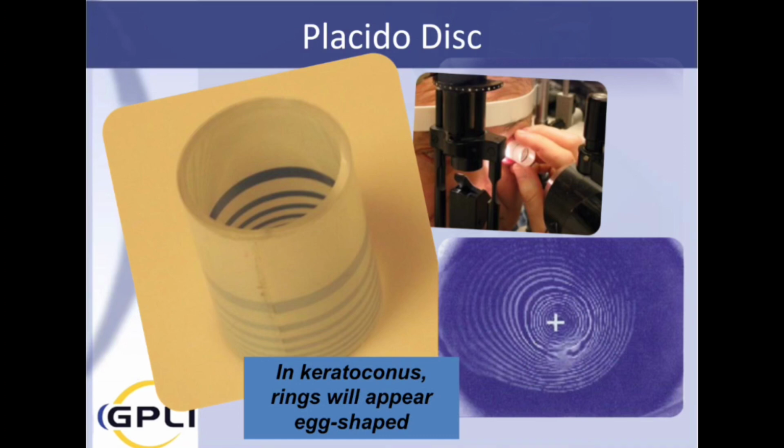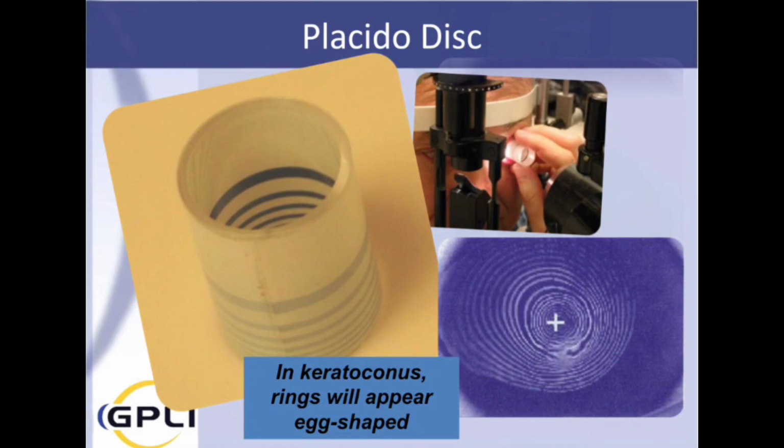Placido-based topography is the most common topographer found today. These topographers are widely used because of cost and the availability of computer software to do image analysis. Placido-based topographers are based on the Placido disc. The Placido disc is a ring which will project circular patterns onto the cornea.